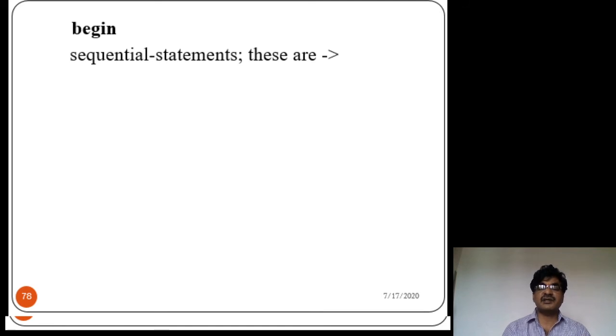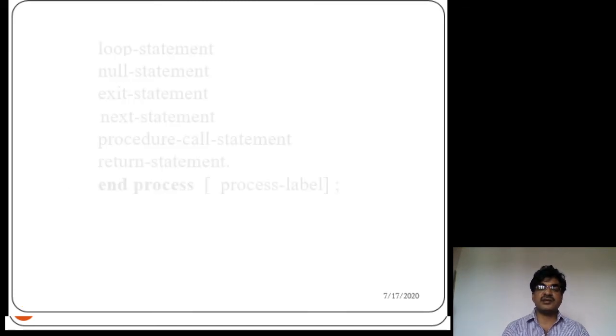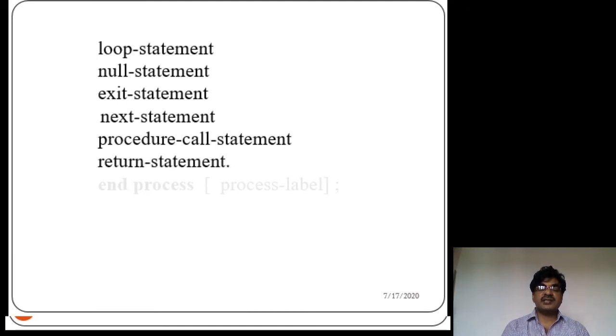Now see what the different sequential statements available are: variable assignment statement, signal assignment, wait statement, if statement, case statement, loop statement, null statement, exit, next, procedure call statement, and return statement. These are the different types of statements you can use in the statement part of a process. These are all sequential statements, which means their execution is one after another.